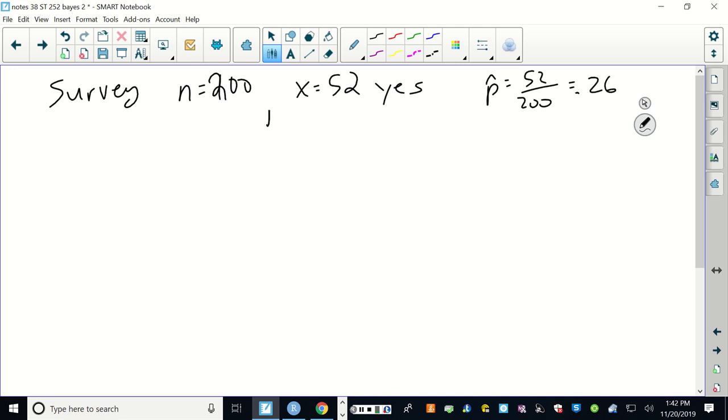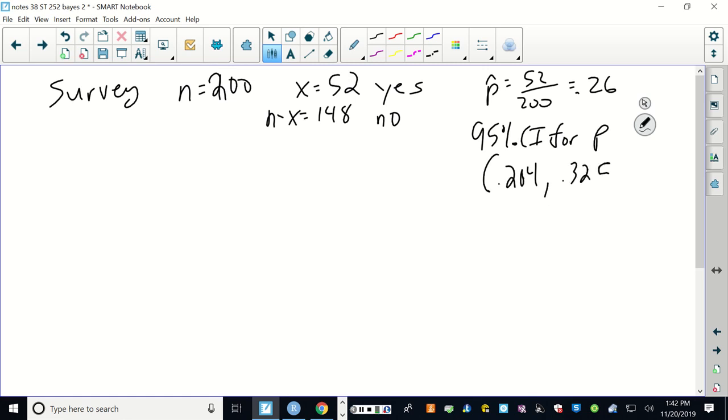So this means n minus x is 148. No, they wouldn't pay that. One way to report an inference for p would be simply to do a 95% confidence interval. And that 95% confidence interval, using the formulas we've used, is 0.204 up to 0.325.